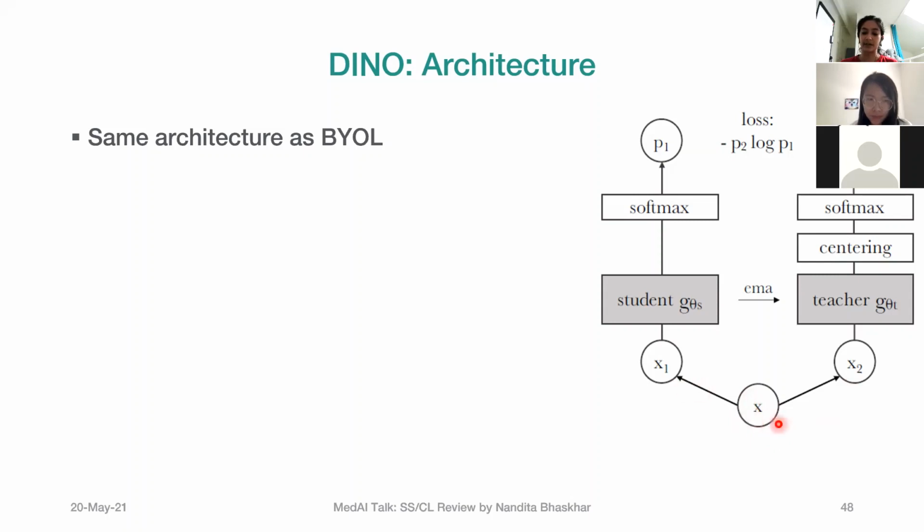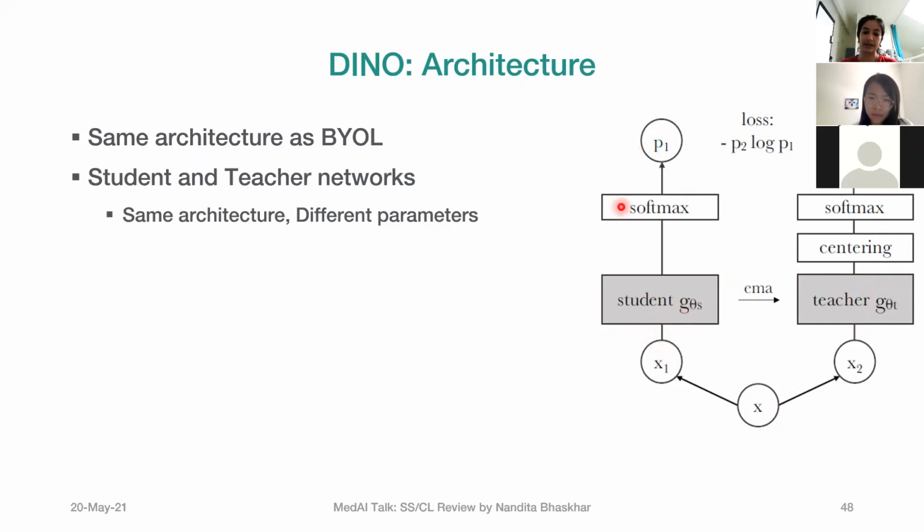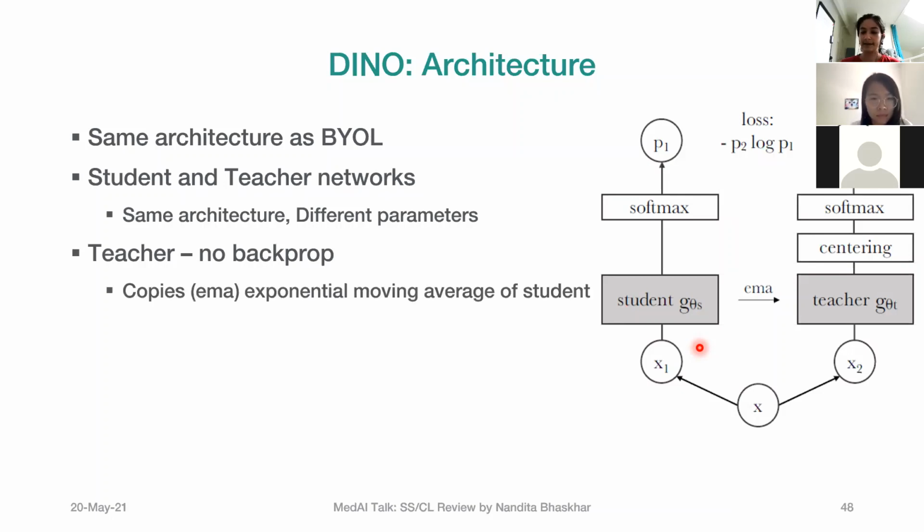Given a particular image, you take two views of it, and you call one the student network and one the teacher network. And as before, across the student network you perform backpropagation, whereas in the teacher network you do not. And like with Bootstrap Your Own Latent, these are two different initializations. They are the same architecture, but they actually have different parameters.